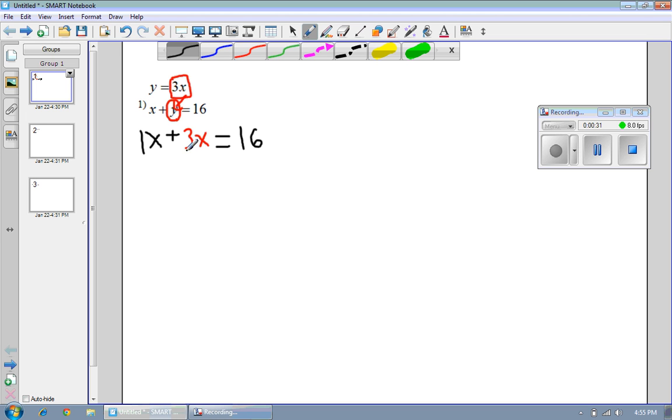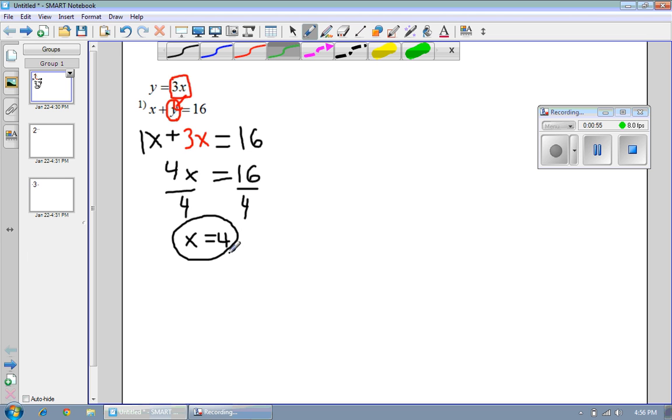We imagine our 1x plus 3x, and we think, hey, we know how to do that. That's going to make 4x is equal to 16. And then we divide both sides by 4, and we get x is equal to 4. There's one of our answers, but we notice there's two equations and two variables, so how many answers is the problem going to have? 2.